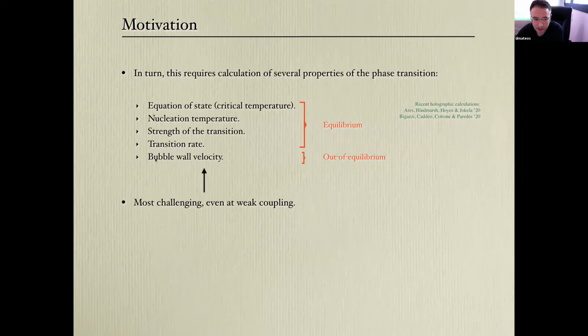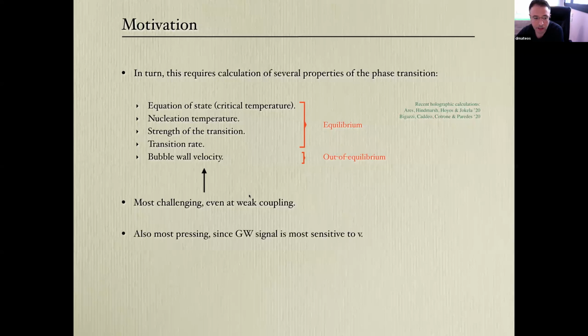Now, this bubble wall velocity turns out to be actually the most challenging to compute, and the reason is that this is an out of equilibrium property. Because once the bubble wall is expanding, there's some friction in the medium outside in the disfavored phase that gets heated as the wall expands and so on and so forth. And this is all out of equilibrium physics. And as we know, out of equilibrium physics is much harder to compute or to understand than equilibrium physics. So this is challenging even in weakly coupled theories.